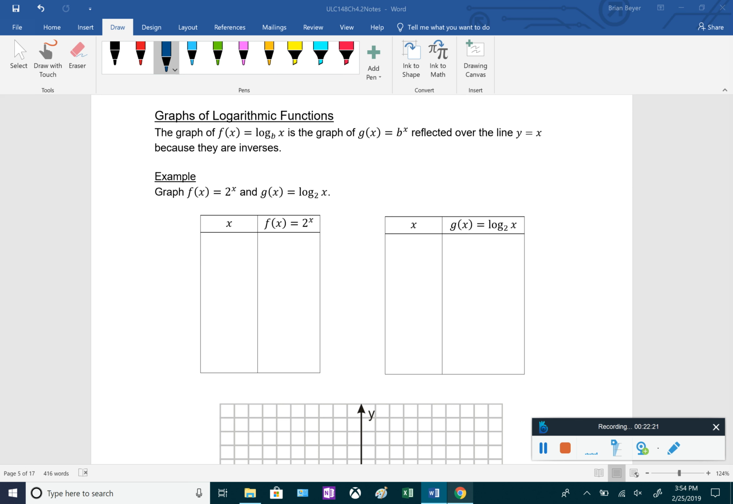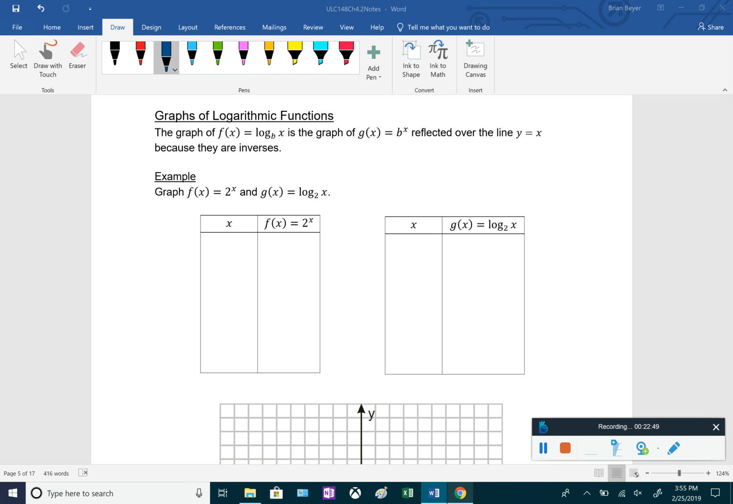So getting into the graphs of logarithmic functions, the graph of the function f of x equals log base b of x is going to be the graph of g of x equals b to the x. So it's going to be the graph of the exponential with the same base, reflected over the line y equals x. The reasoning is because they're inverses. So if you remember, inverse functions are, graphically speaking, reflections of each other over the line y equals x.